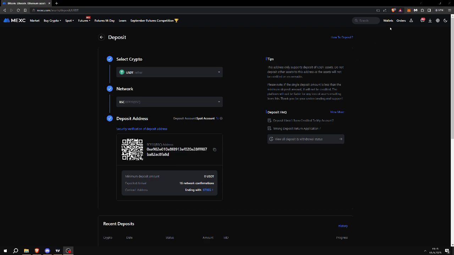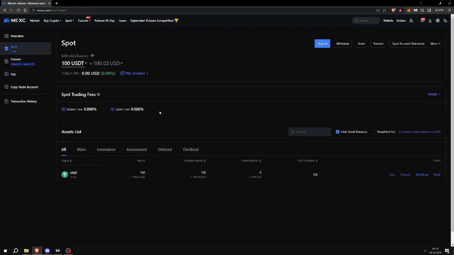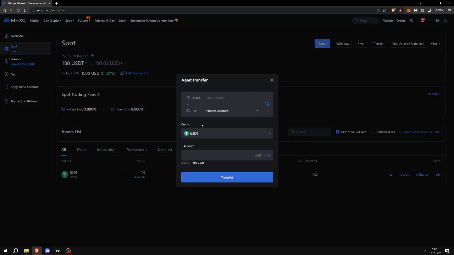Once you've deposited, you can just go back to your exchange wallet and see that it showed up properly. If you just sent USDT, you can simply click transfer in the top right, and we're going to say transfer from spot to futures and send our USDT to our futures account.